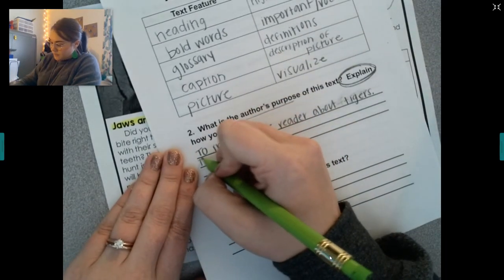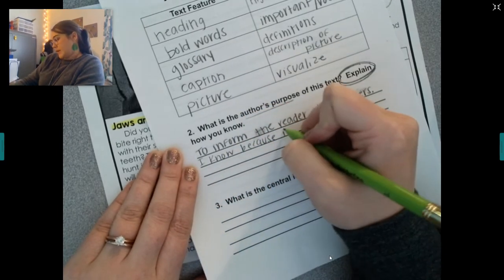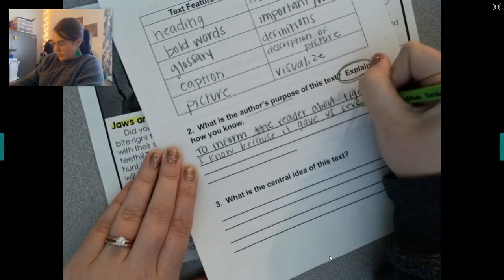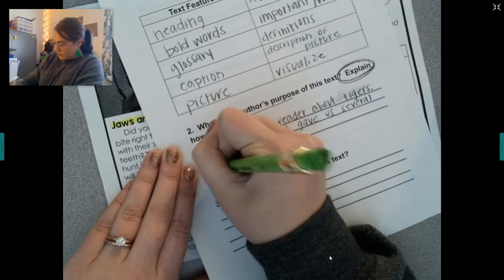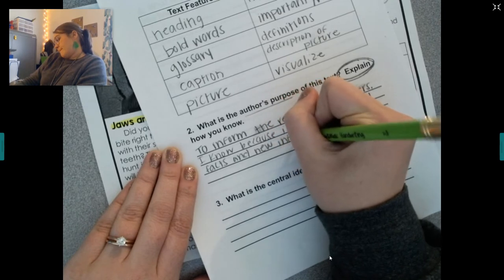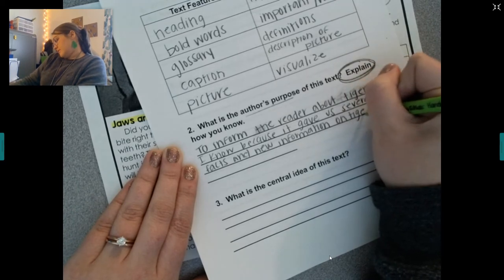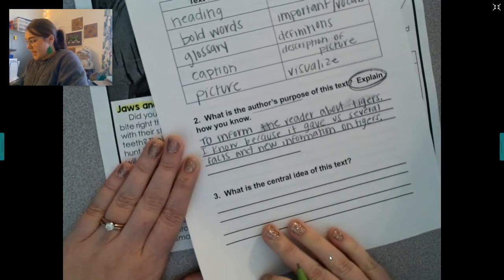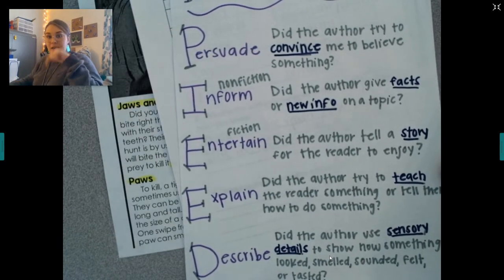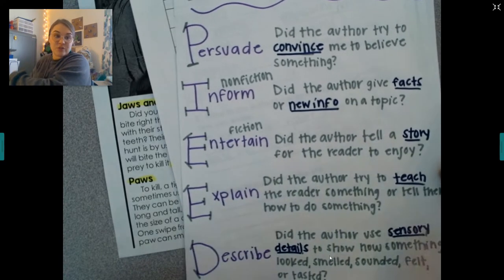Well, we know because it gave us several facts and new information on tigers. Okay, so that was my author's purpose. And if you're freaking out that you don't remember what all of these things are, I'm going to put the anchor charts below. So use those to help you pick out what your answers are.